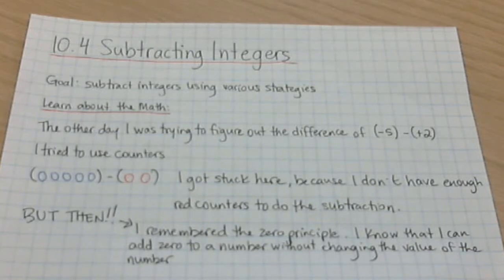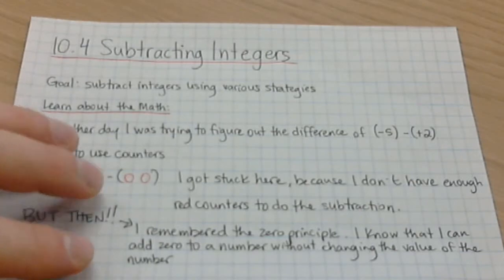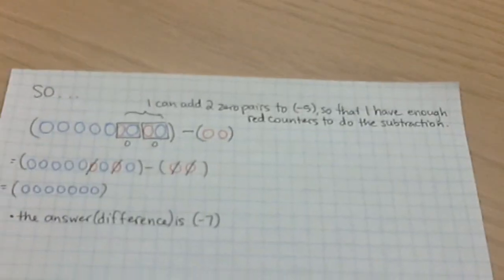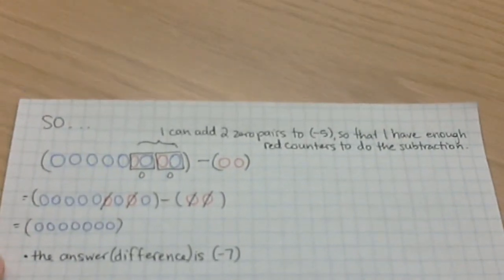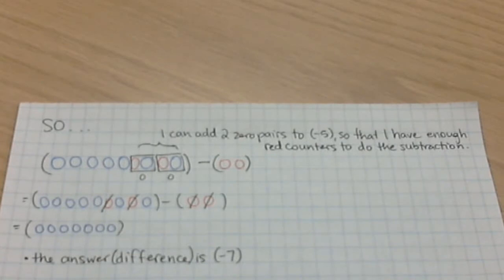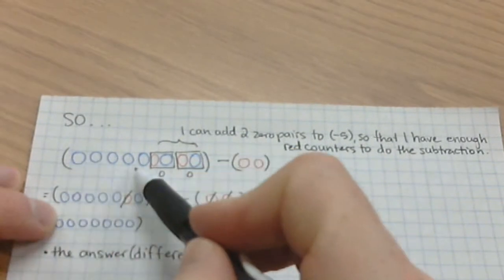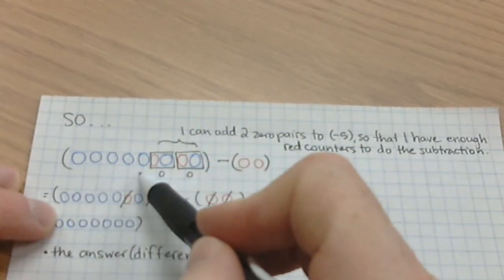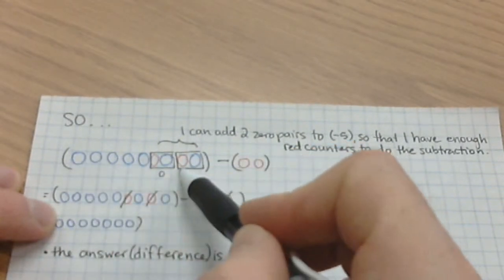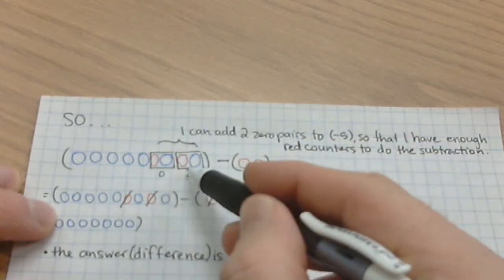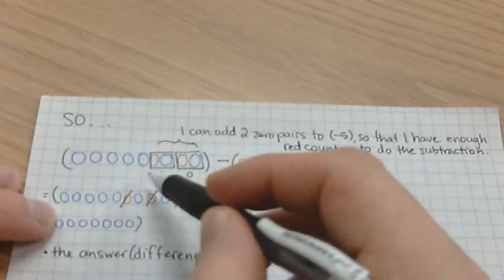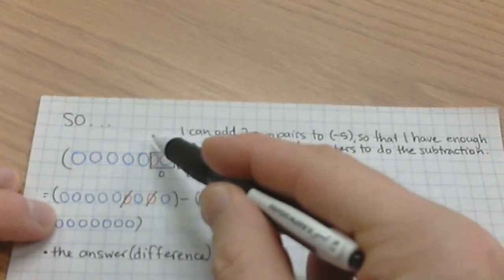You might be like, well, how does that help me? But try and follow me along on this one. I can add 2 zero pairs to -5, and when I do that, I'll have enough red counters to do the subtraction. So I wrote out my original 5 blue counters and added in these 2 zero pairs. It doesn't actually change the overall value of everything in the brackets.